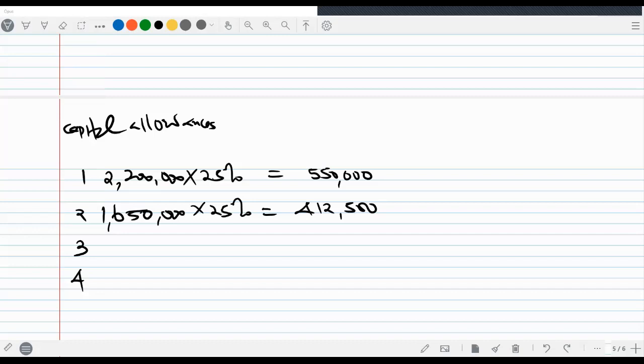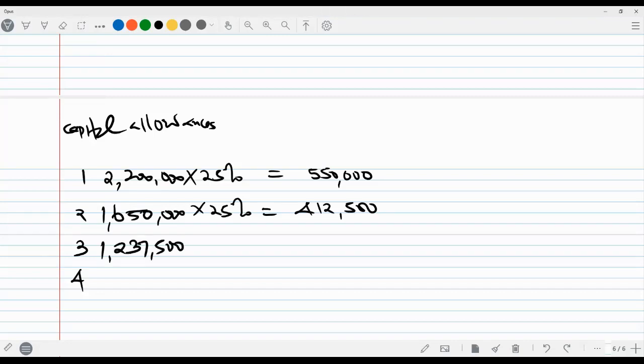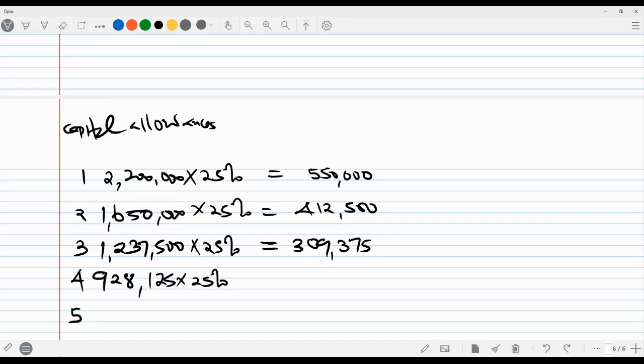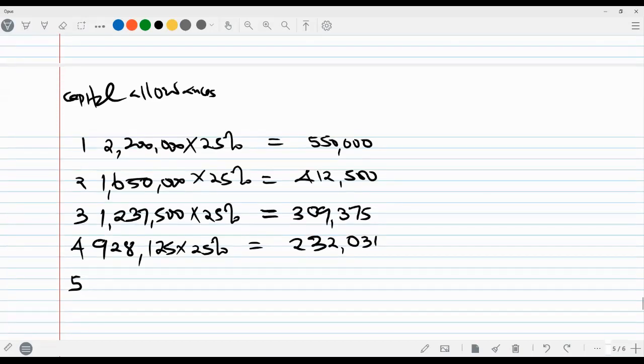It's correct. Year 3, the balance brought forward is 1,237,500 times 25%. That gives us 309,375. Therefore the balance is 928,125. 928,125 times 25% gives us 232,031. Now year 5 is the final year.